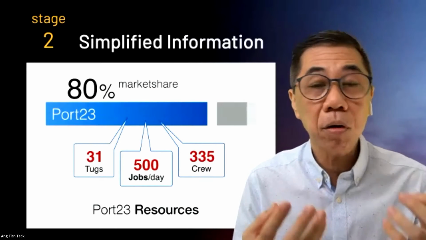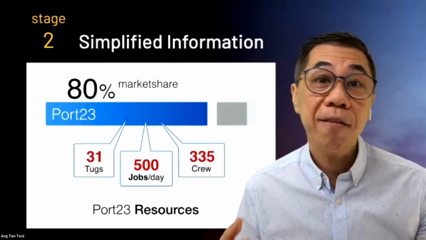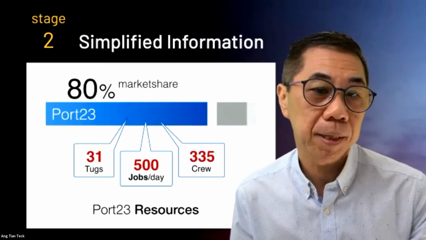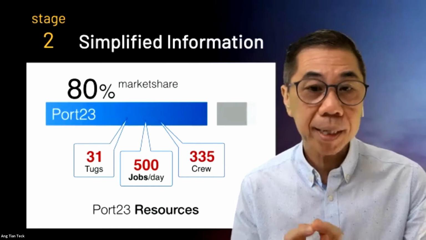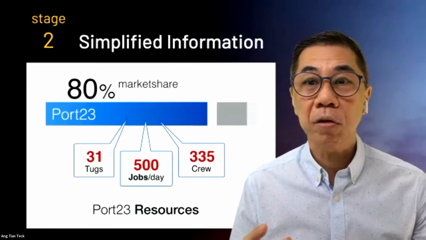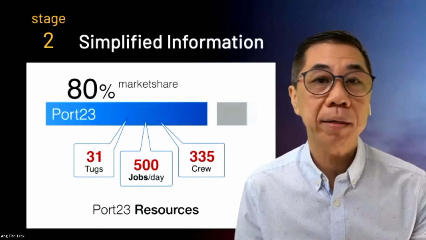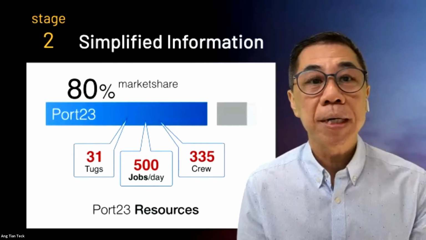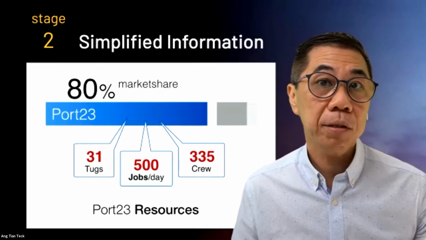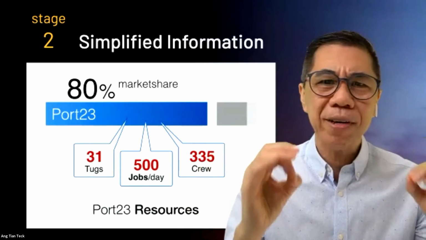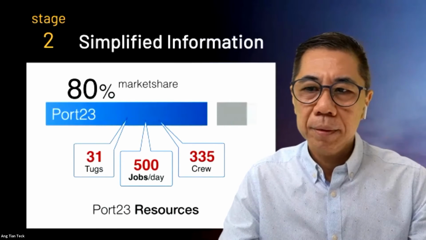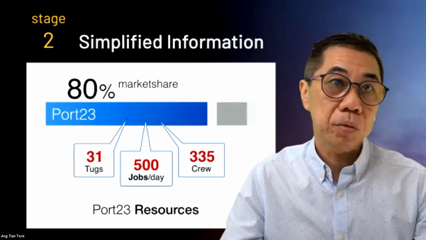Right? And in order to sustain the 80%, we have resources. We currently have 31 trucks, 500 jobs per day, with a headcount of 335 crew. And these are the resources that we require in order to maintain that 80% market share. Isn't that great? As you present, you explain, your audience can see very clearly what you are talking about. And so that is stage 2.